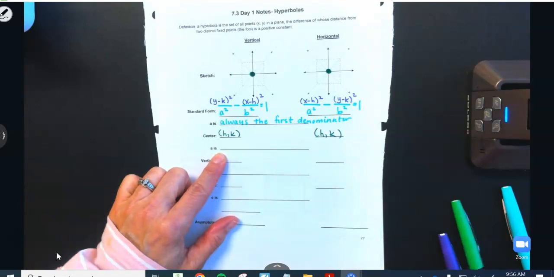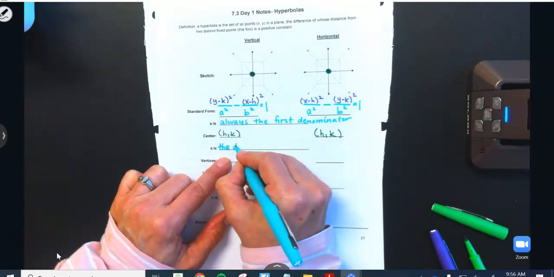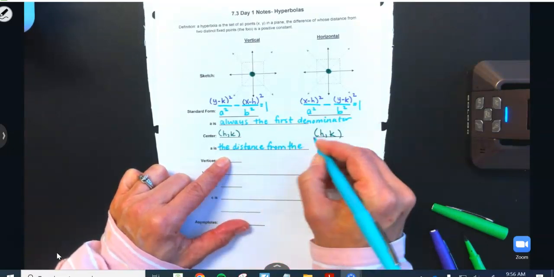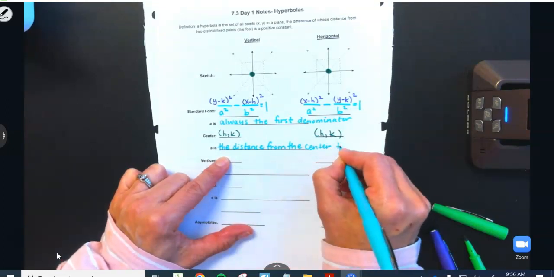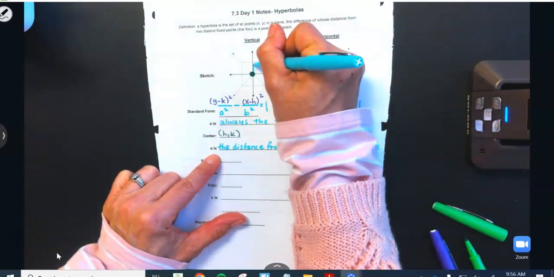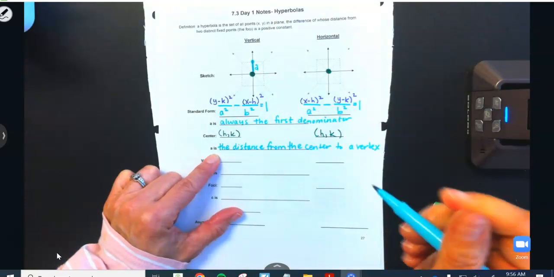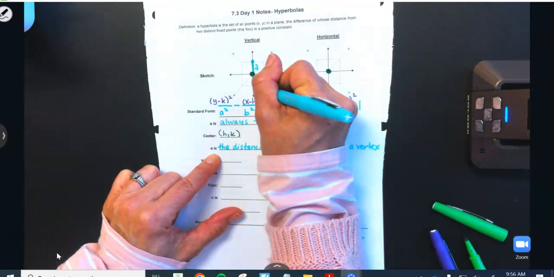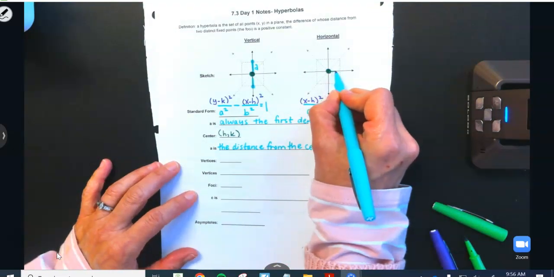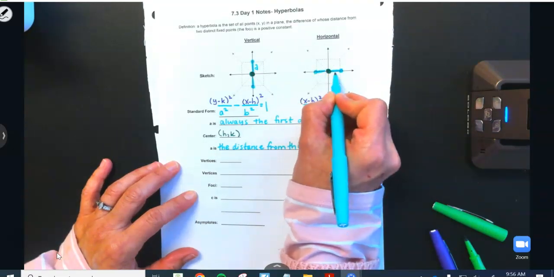It's the same as it was as an ellipse, guys. A is the distance from the center to a vertex. So the A value is right here because it's vertical. That's A. So there's a vertex right there. Same in this direction. That's A. There's a vertex right here. All right, sideways. So that's the A value.